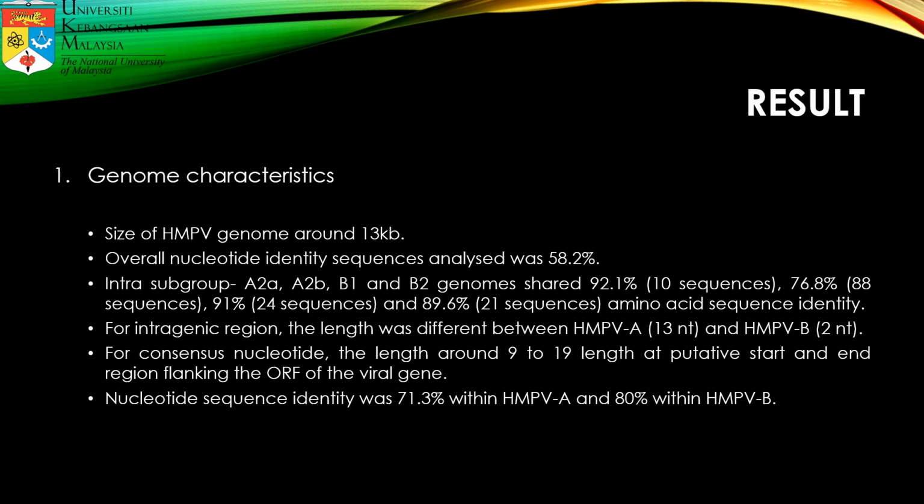Okay, for the results, the genome characteristics: the size of the genome is around 30 kb, and the overall sequence identity analyzed is around 58.2%. The intra-subgroups are divided into 4, which are A2a, A2b, B1 and B2, that share the genome. Also, the intragenic and nucleotide sequence identity for HMPV-A and HMPV-B are slightly different. And also the length of the nucleotide consensus is around 9 to 90 length, the putative start and end of the region flanking the open reading frame of the viral gene.